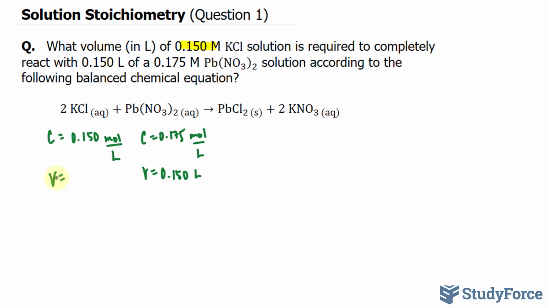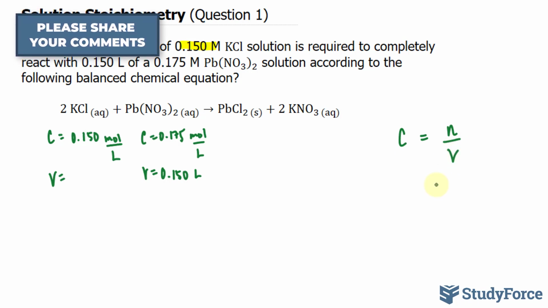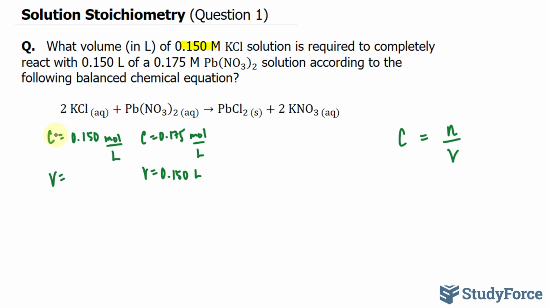And to find the volume of KCl, we need to use the relationship where the concentration in molars is equal to the number of moles, which is represented by the letter n, over V. So I need to somehow find the number of moles of KCl, and then I can use this formula along with this number to find the volume. So what I'll have to do is find the number of moles of this compound and compare it using a ratio to this compound. That will give me the number of moles of KCl, and then I can use this formula to find the volume. Here's what I mean by that.